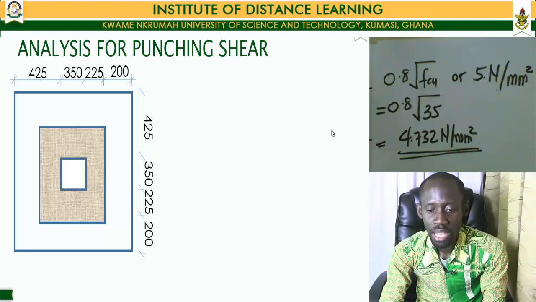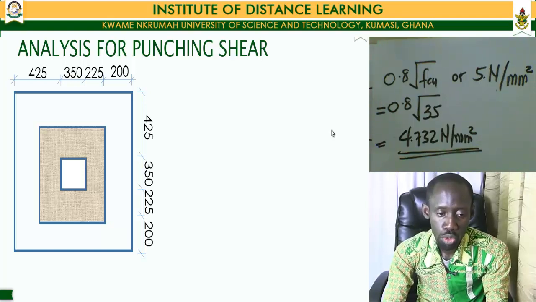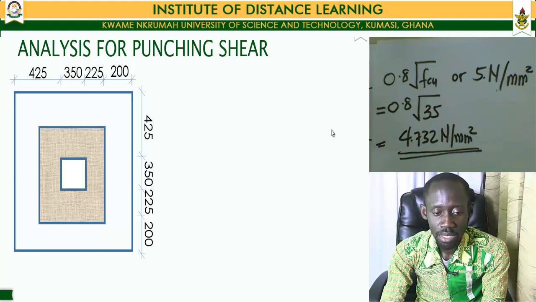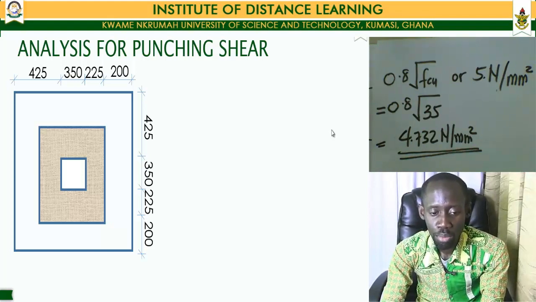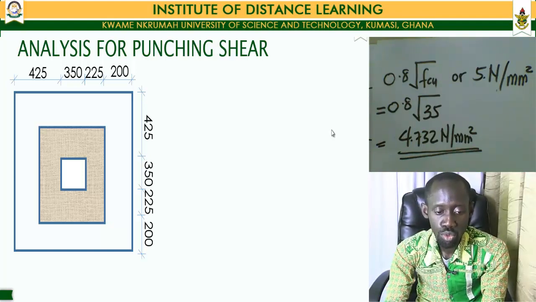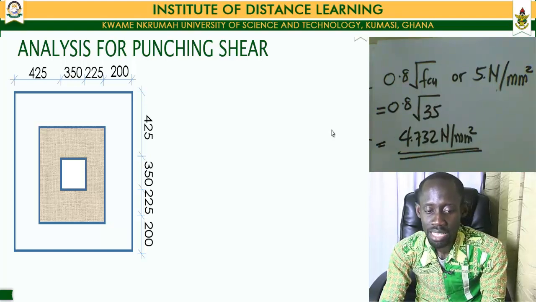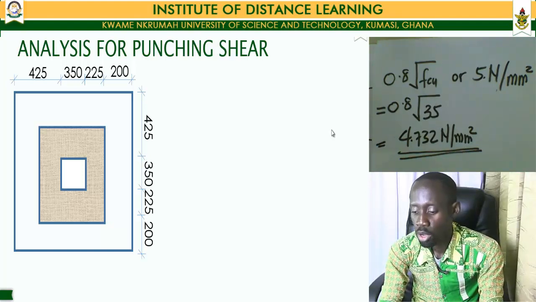Now, a distance of 1.5d from the face of our column is equal to 225, since our d had a value of 150. Multiplying the 150 by 1.5 gives us a value of 225. So our punching shear value is supposed to be calculated at a distance of 225 millimeters away from the face of the column.